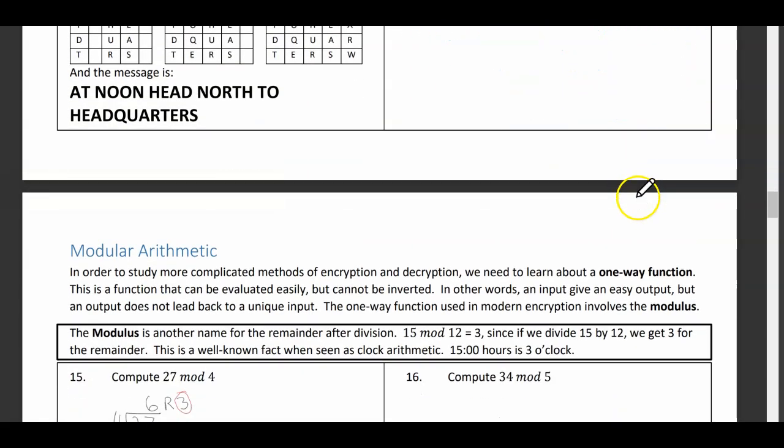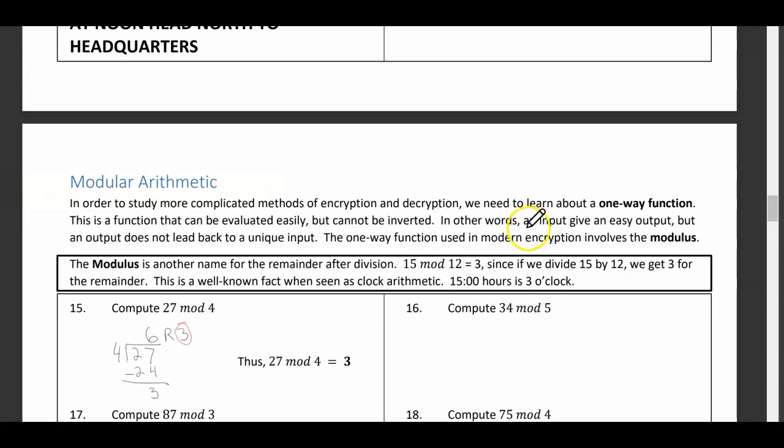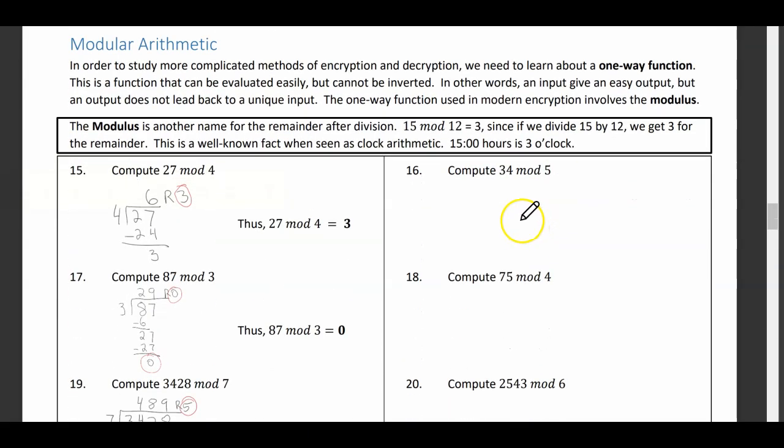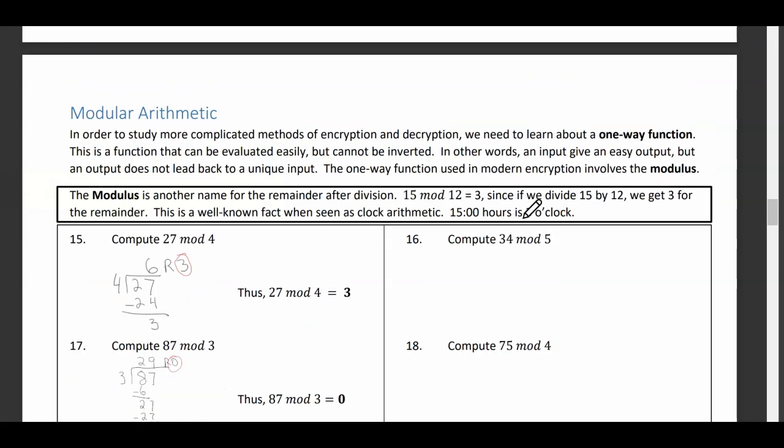All right. Modular arithmetic. This starts the basis of our modern encryption methods. 34 mod 5. If you go 5 into 34, you get 6. 6 times 5 is 30. Remainder 4. The answer is the remainder. That's how we do modular arithmetic.